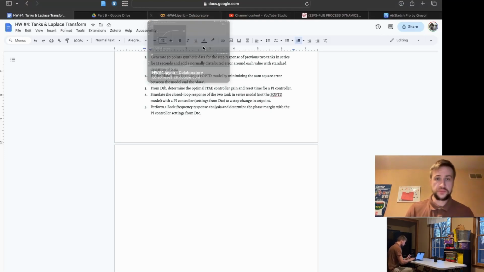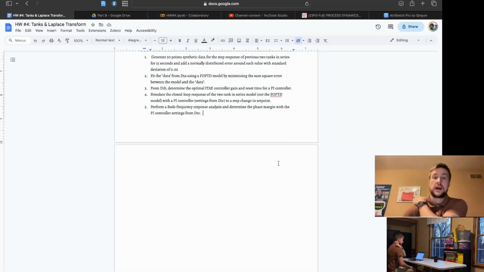Now that we've set our optimized PI parameters for our FOPTD, with this optimal ITAE controller gain, mouthful, and reset time for our PI controller, we want to simulate our closed loop response for our two tanks in series with this new PI controller. So not the FOPTD model that we just did. We've been given a system where the equipment, the process, and the transfer functions are already in place, and we just did our step response to simulate and empirically derive and assess the changes to the system with inputs and outputs.